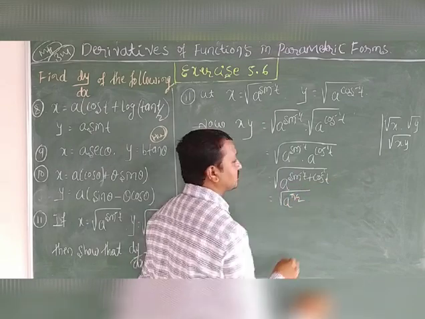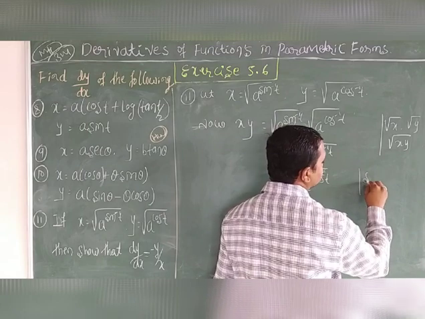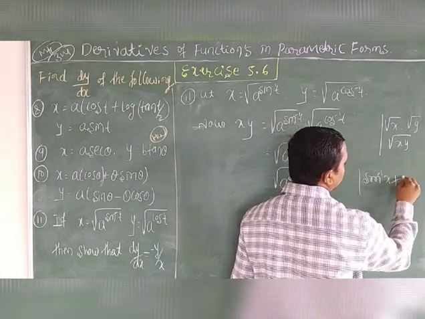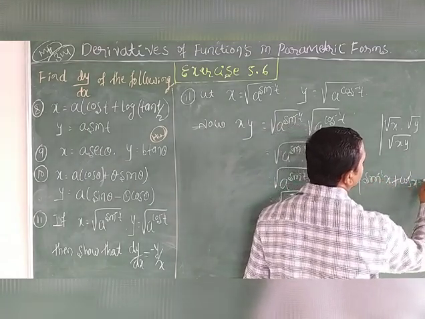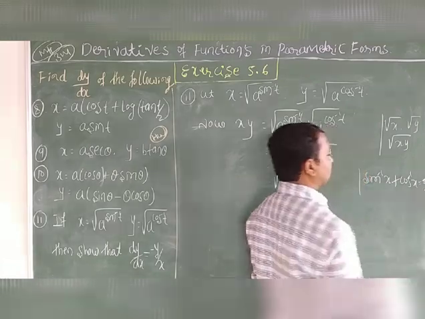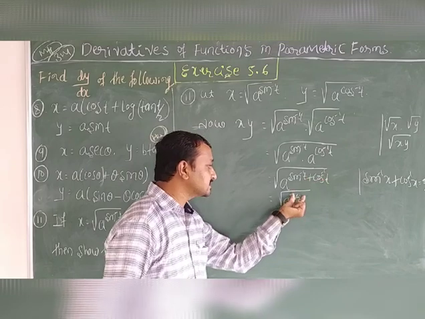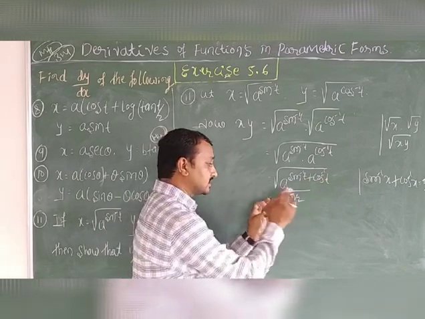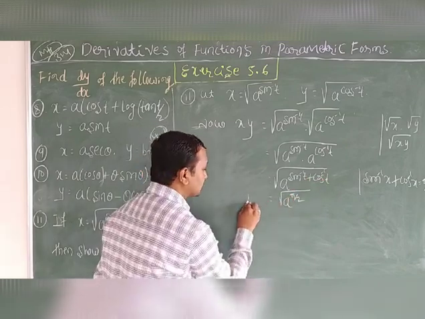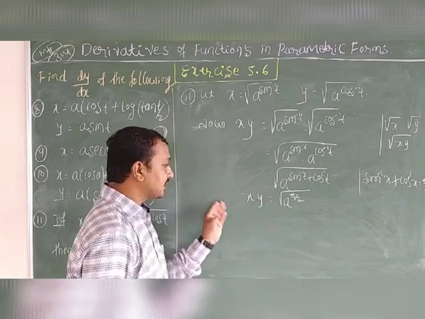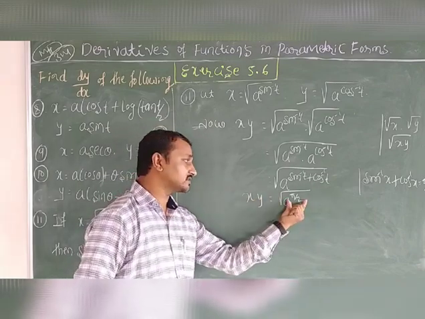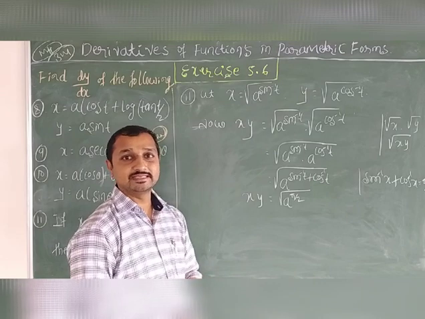Then sin inverse t plus cos inverse t is nothing but pi divided by 2. Already we know the formula: sin inverse of x plus cos inverse of x is equal to pi by 2, an inverse trigonometric formula. Like that, sin inverse of t plus cos inverse of t is pi by 2. This is a constant function. Is that clear? So x into y, then directly apply the derivative. The derivative of a constant function is 0. Then the answer will come easily.